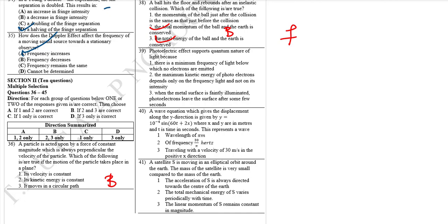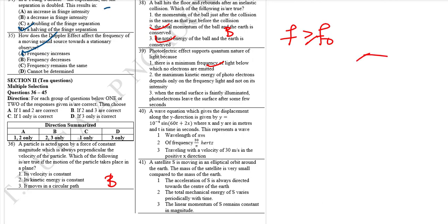So the frequency of the incident radiation should be greater than or equal to the threshold frequency in order for electrons to be emitted from the surface of the metal. So this is a correct statement. Now the next: the maximum kinetic energy of photoelectrons depends only on the frequency of light and not on its intensity. Is that true? So let's verify that.